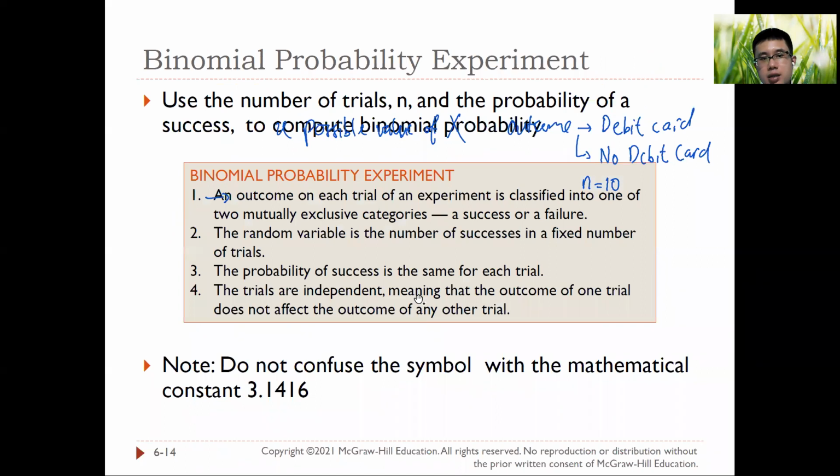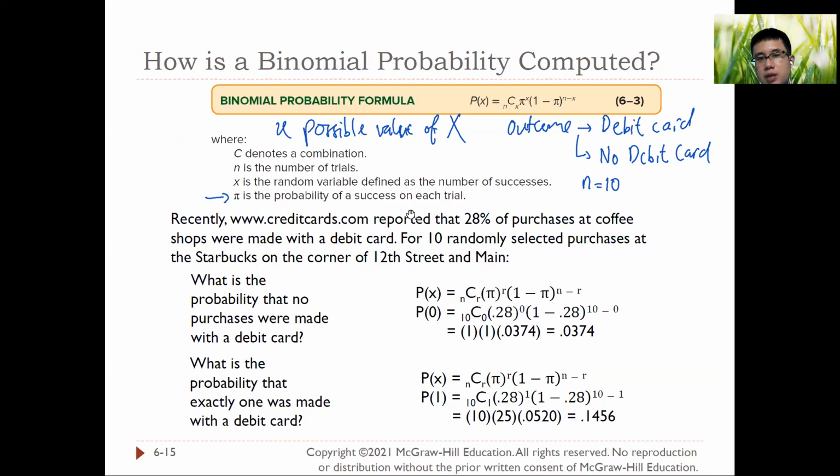And the third, the probability of success is the same for each trial. We can see this third requirement from this report. 28% of purchases were made by a debit card. So this is our pi, 0.28.